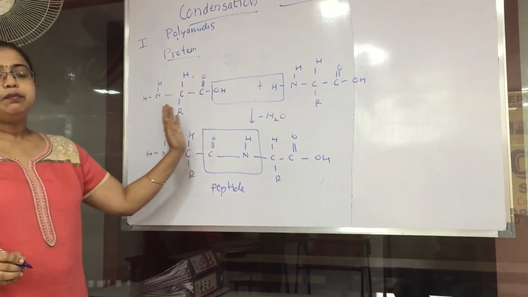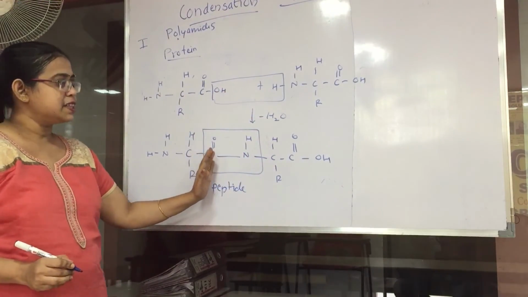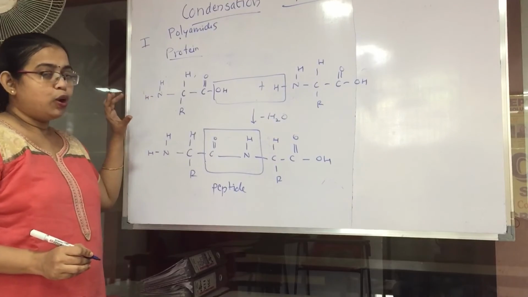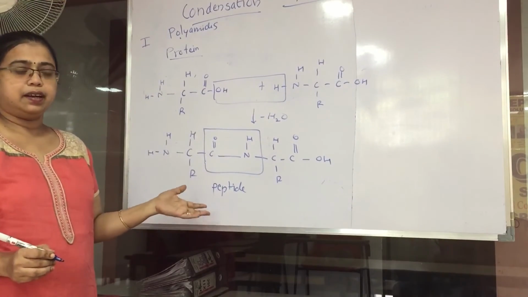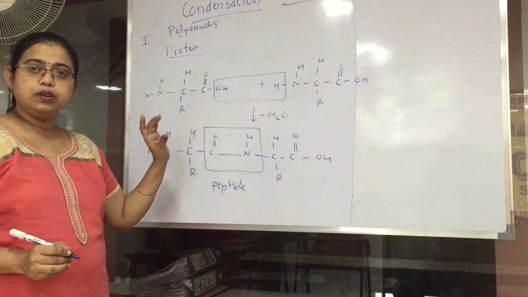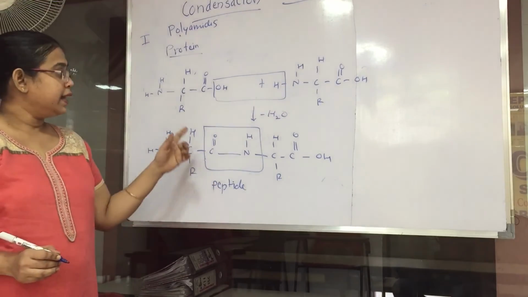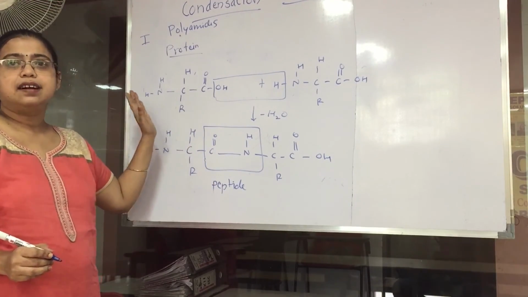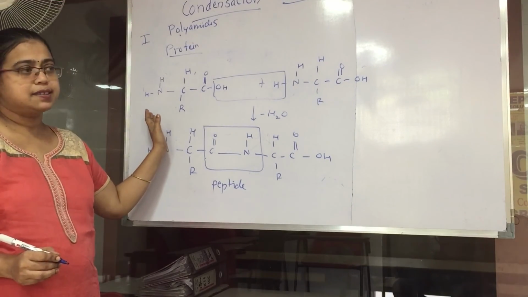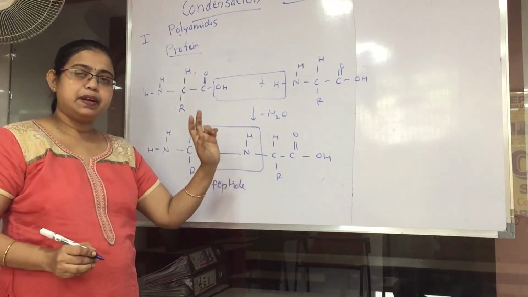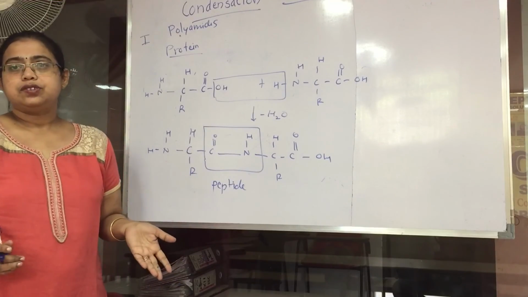And when we join many molecules of alpha amino acid, we'll have many such peptide linkages. So when a long chain of peptide linkages is formed, that particular long chain is called a polypeptide chain. And if we use at least 100 molecules of alpha amino acids and join them by using such peptide linkages, then we have a protein chain formation.